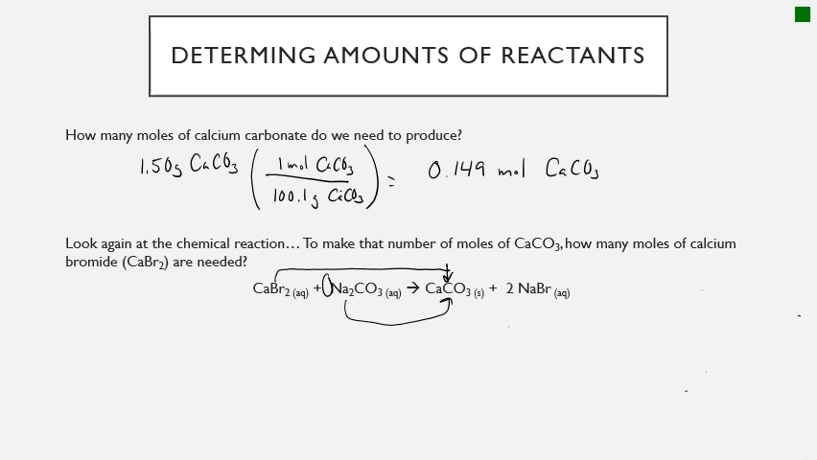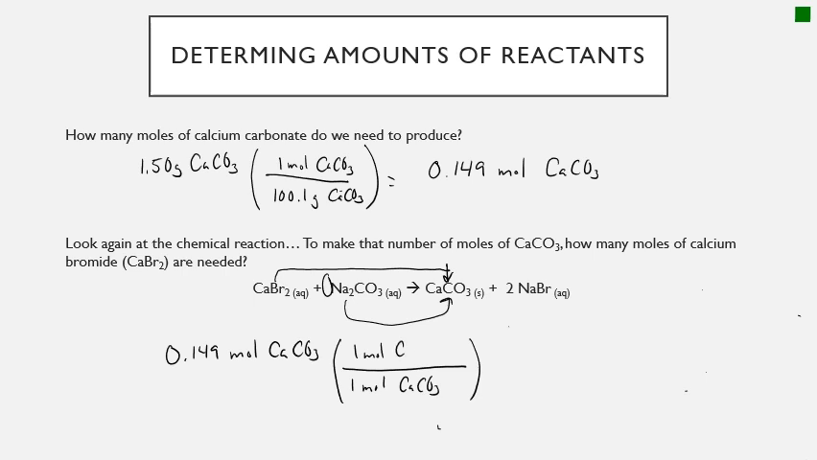So to make that number of moles, how many moles of calcium bromide do I need? It's a 1 to 1 mole ratio, so the way I show that is 0.149 moles of calcium carbonate. And this is just being formal about it, because obviously mathematically what I'm about to do is 1. For every 1 mole of calcium carbonate, I need 1 mole of calcium bromide. Okay, so the number of moles of calcium bromide that I need are 0.149.